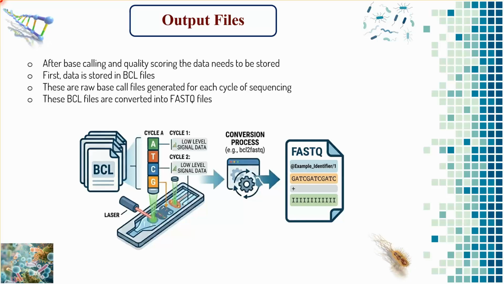So in summary, base calling converts fluorescence signals into DNA bases. It uses intensity measurement, signal correction, and statistical modeling to ensure that each base call is as accurate as possible. Each base is assigned a quality score based on probability of error. And finally, all base calls and quality information are stored in FASTQ files for further analysis.